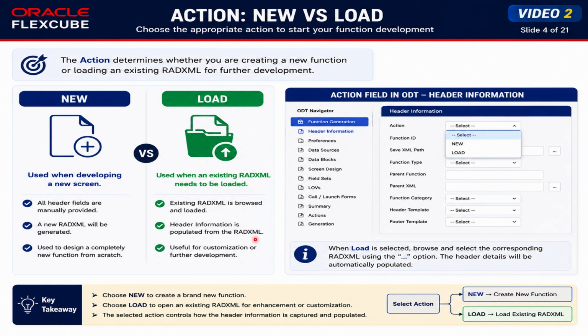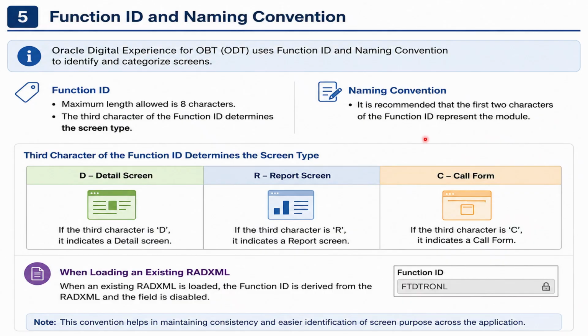Function ID and naming convention. The function ID is the unique name used to identify a screen. According to the guide, the function ID can have a maximum length of 8 characters. For a detail screen, the third character should be D. For a report screen, the third character should be R. For a call form, the third character should be C. It is also recommended that the first 2 characters represent the module. When an existing RADSML is loaded, the function ID is taken from the RADSML, and the field is disabled.